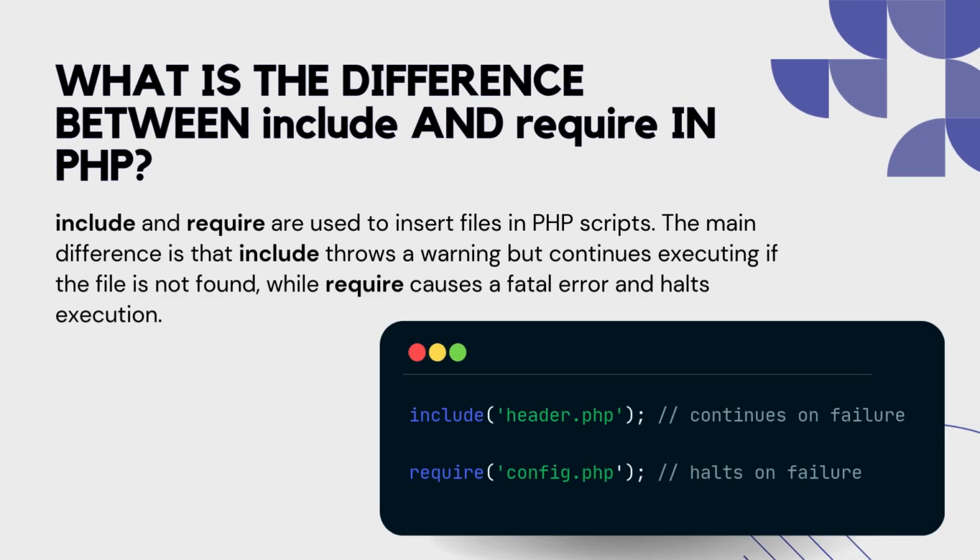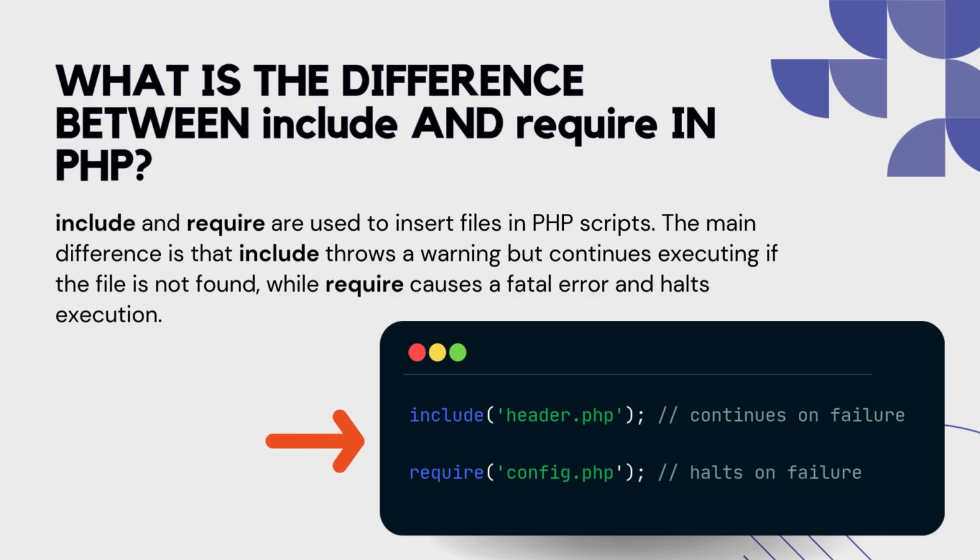What is the difference between include and require in PHP? Include and require are used to insert files in PHP scripts. The main difference is that include throws a warning but continues executing if the file is not found, while require causes a fatal error and halts execution. Let's look at the example code.